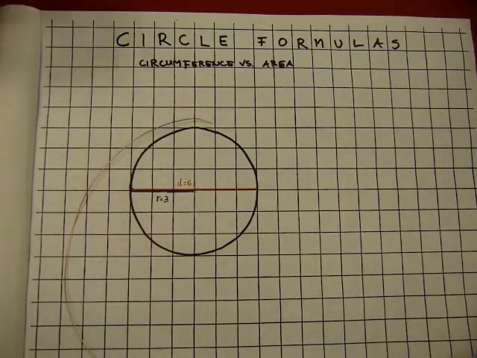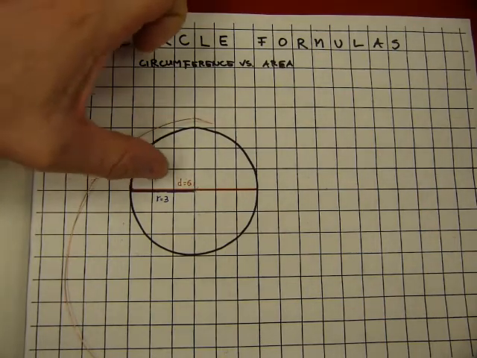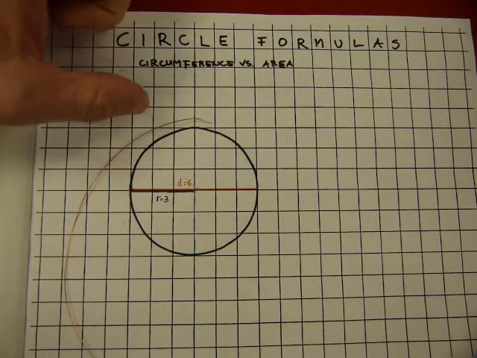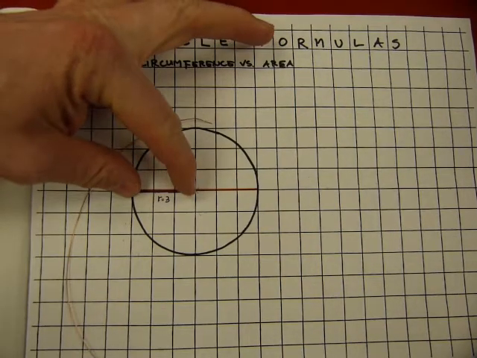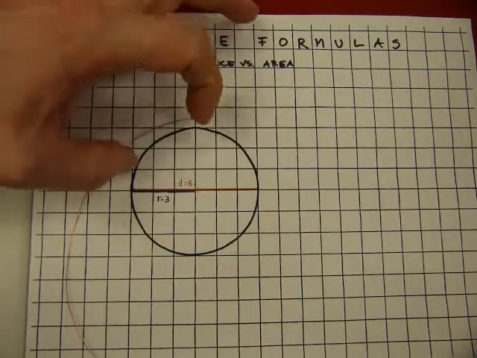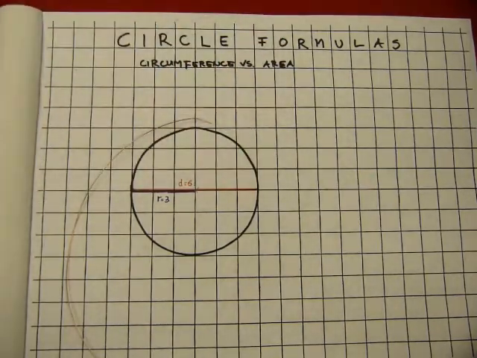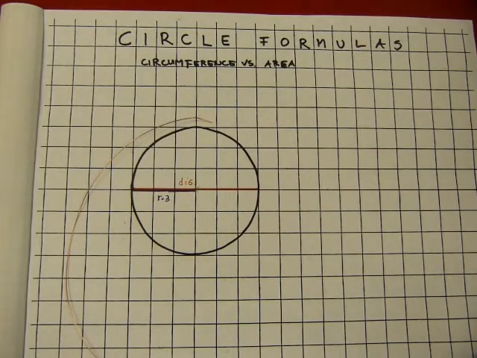On this circle, you can see I drew it on the square grid. The radius of the circle is marked in blue and it's exactly 3 squares. The diameter of the circle is twice that. The diameter of the circle is exactly 6 squares. Right away I want to point out one thing.